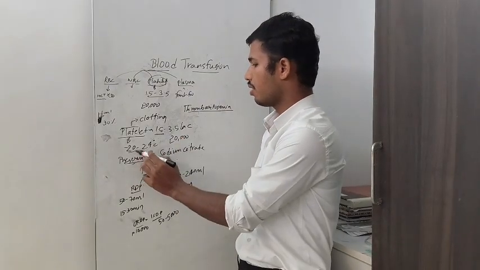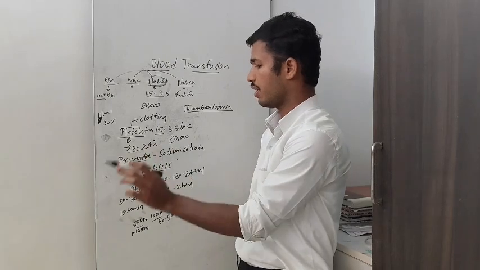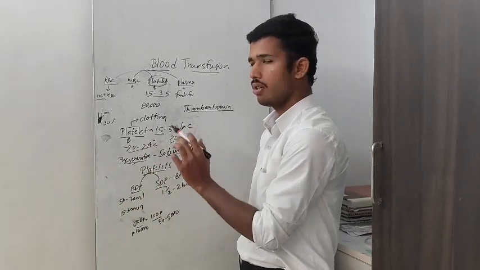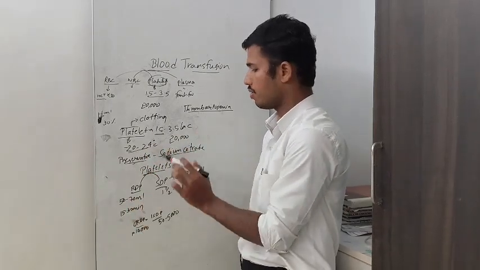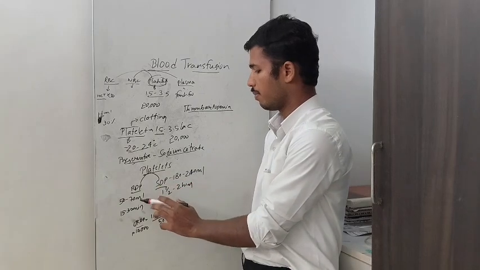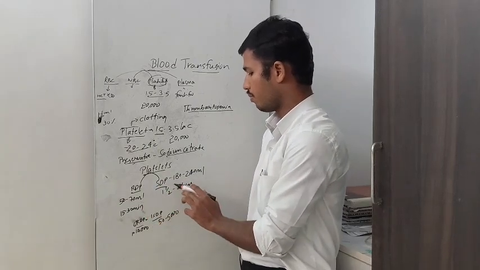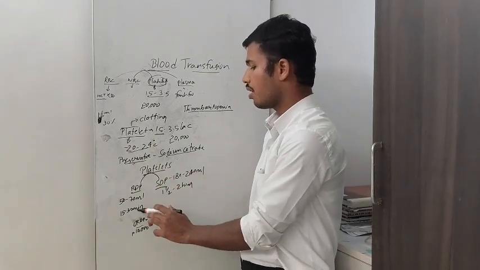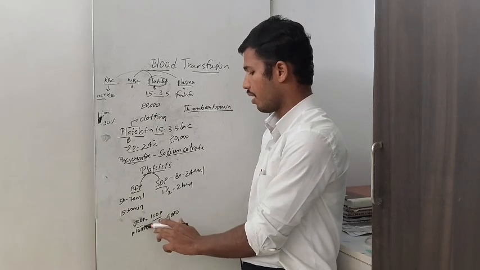Normal count, room temperature storage, chemical agent preservative, two types RDP and SDP, their volumes and transfusion times.